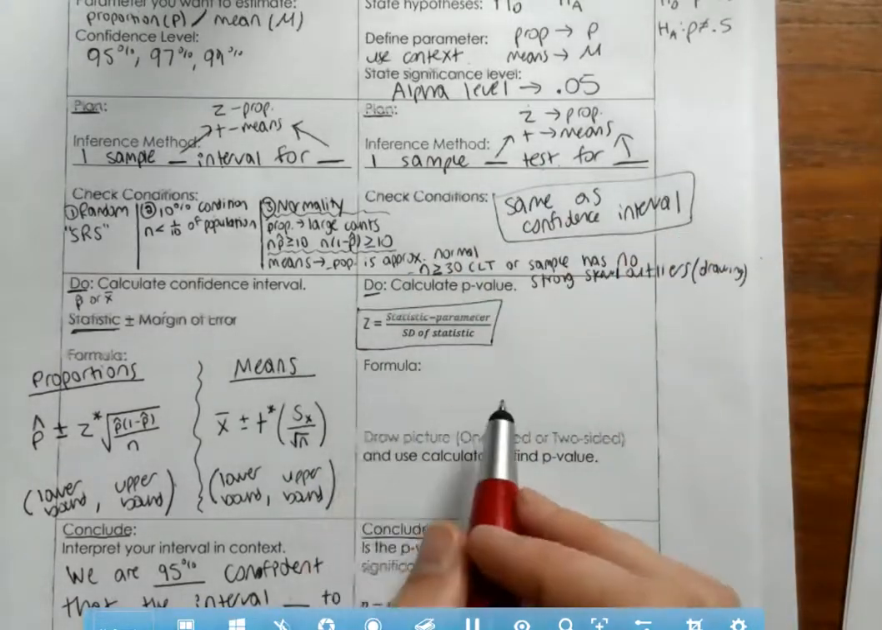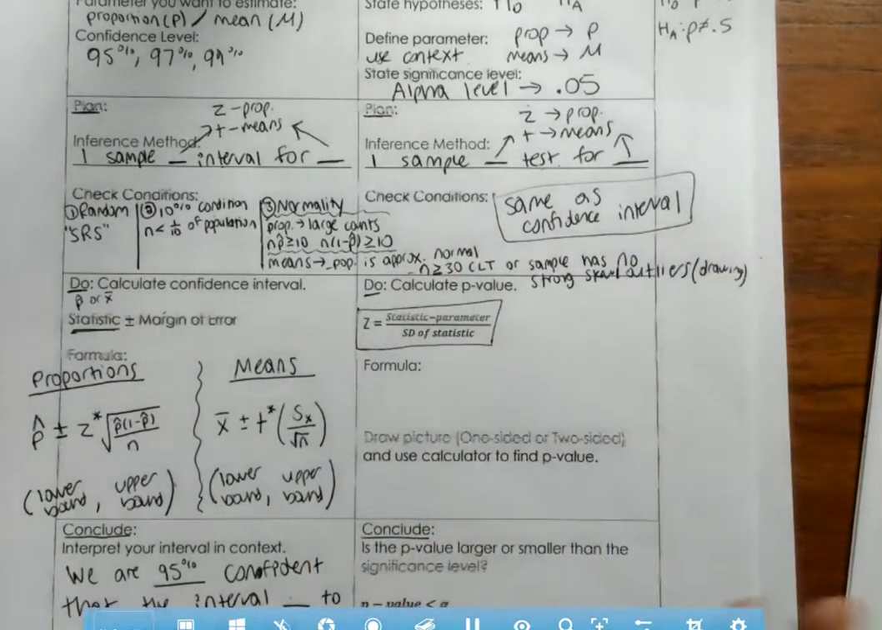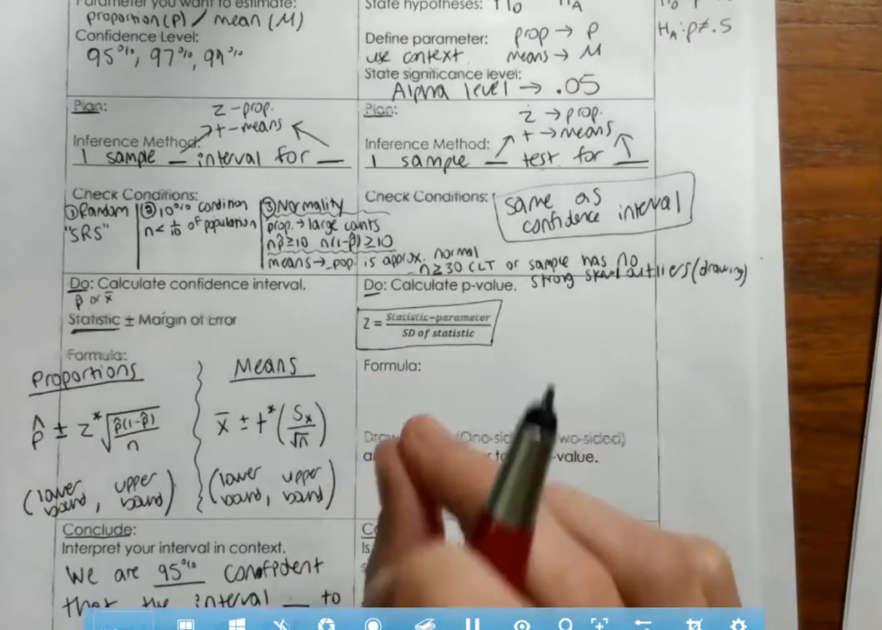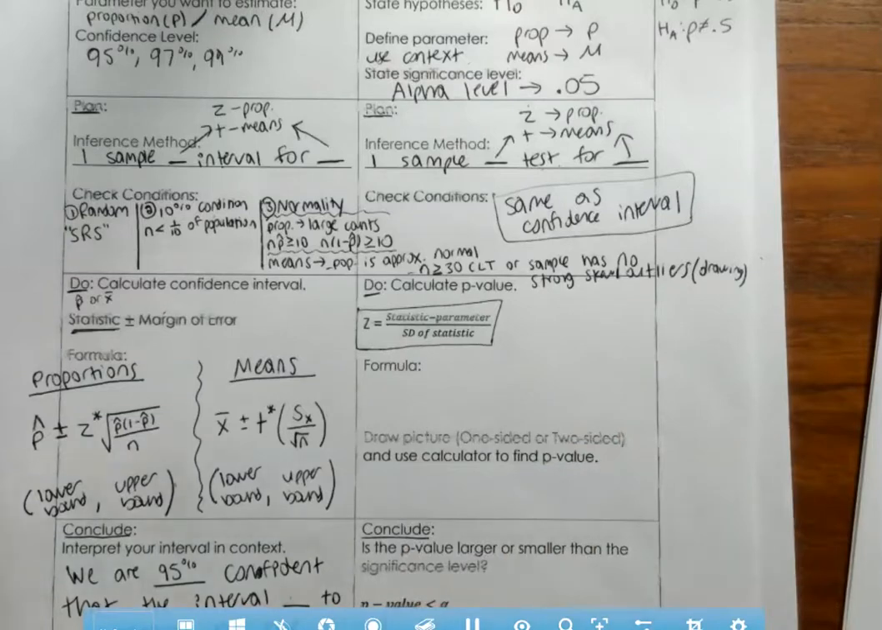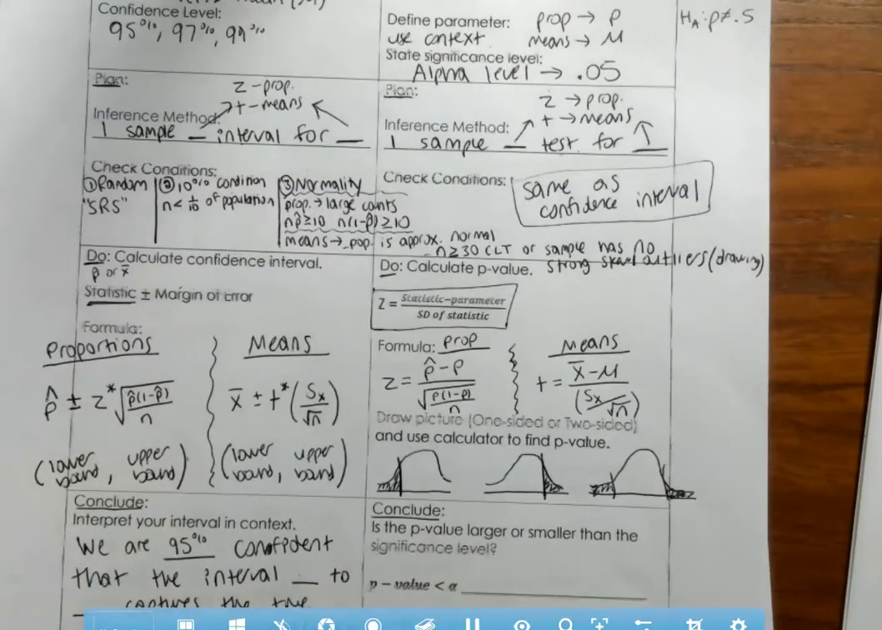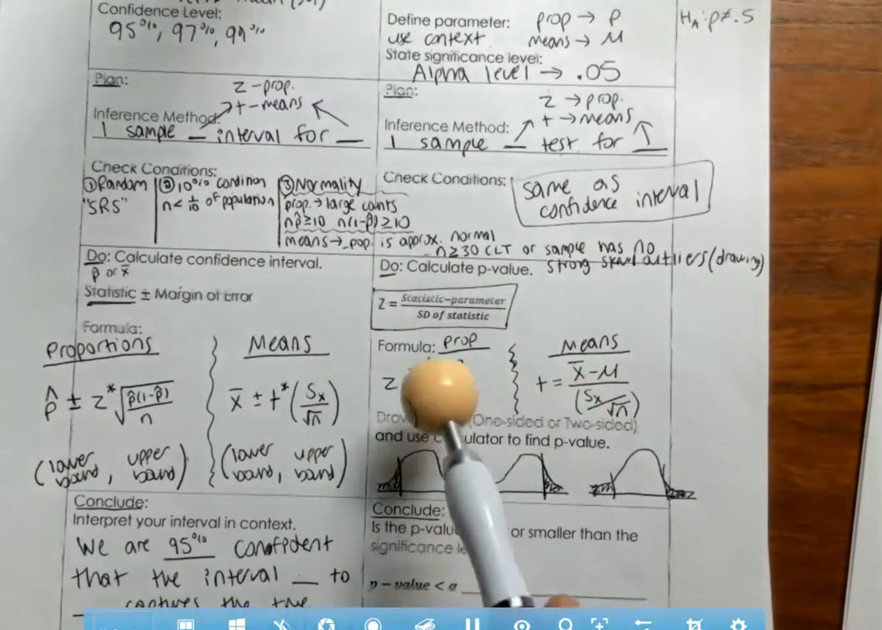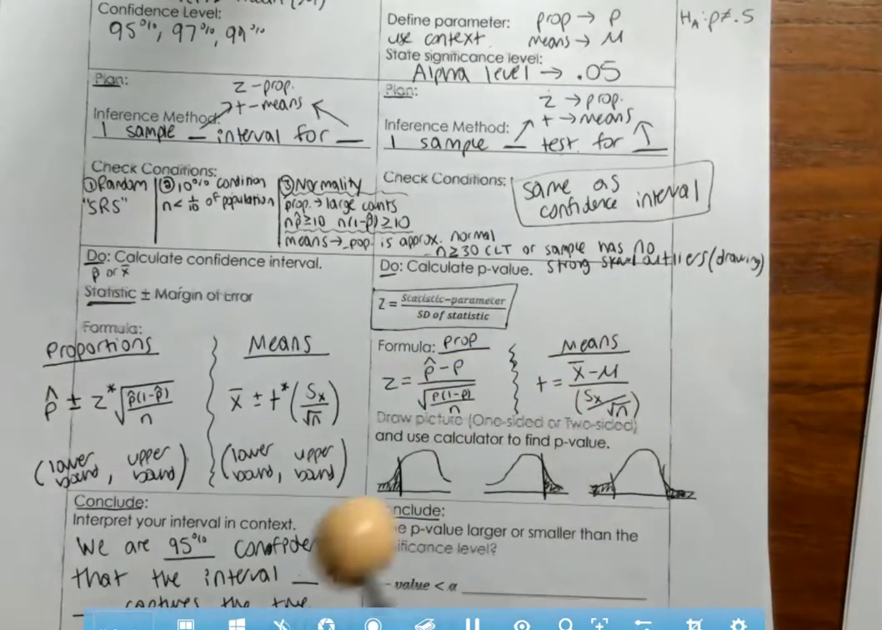All right, formula. I'm going to pause and write it out as neatly as I can. I'm going to write out the formula for proportions and the formula for means, and then we'll go over it. All right, I did a lot of work in 1 second. So here are our two formulas: our Z formula for proportions and our T formula for means.